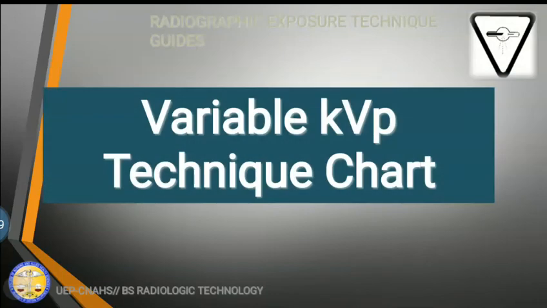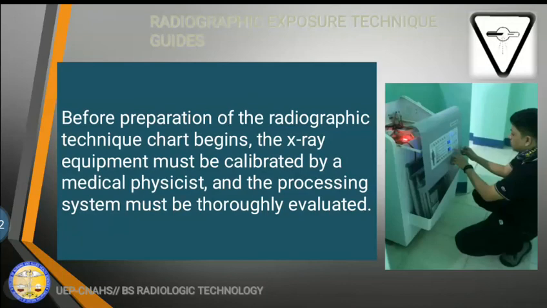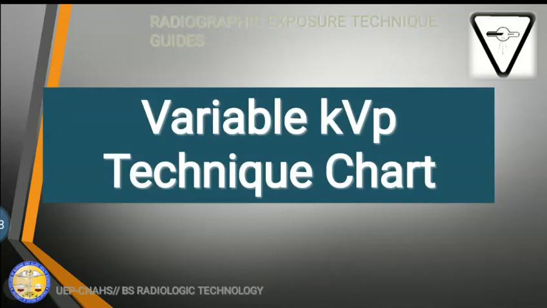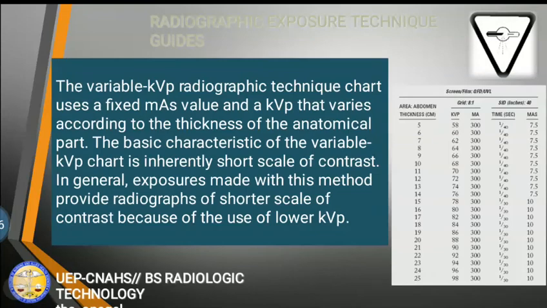So, we have first our radiographic exposure technique guide if we are using a variable KVP technique chart. Variable, so meaning nag-iiba-iba yung KVP sa technique chart. Pansinin mo dito, may significant changes. Pag 5 thickness, 58. Pagka 6, nag-60. So, every thickness has different KVP.